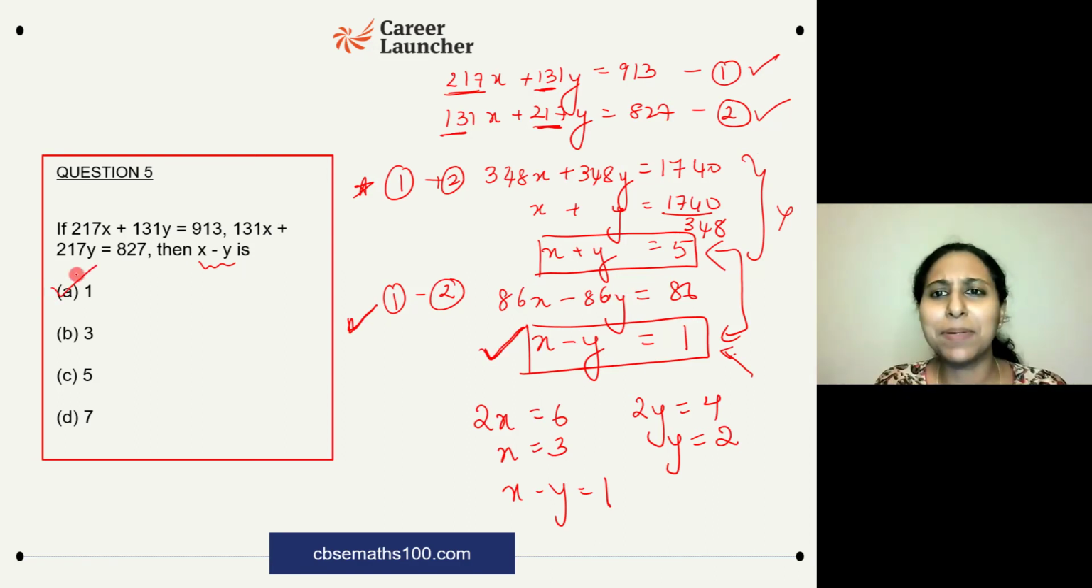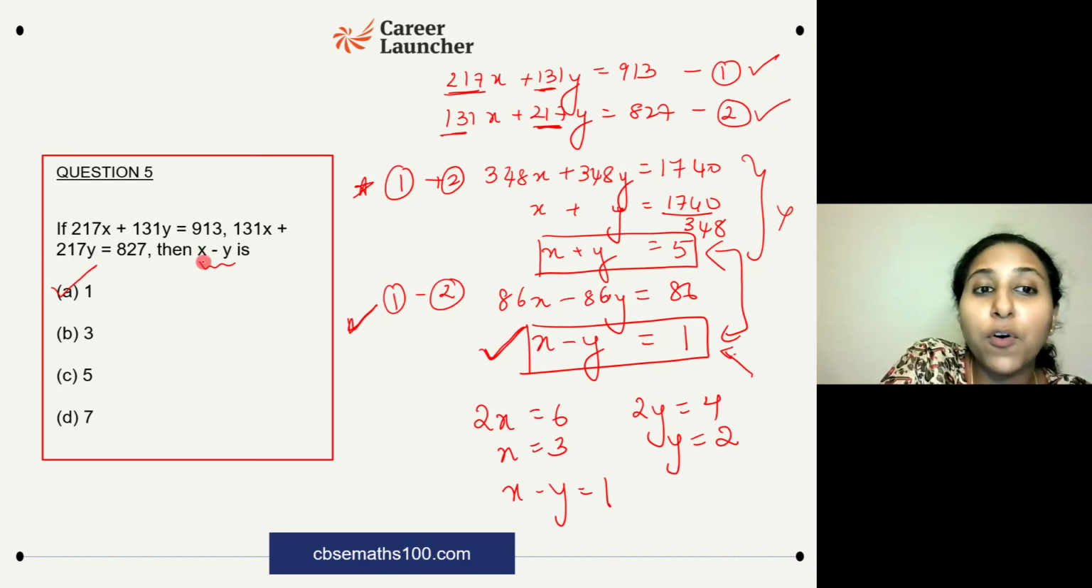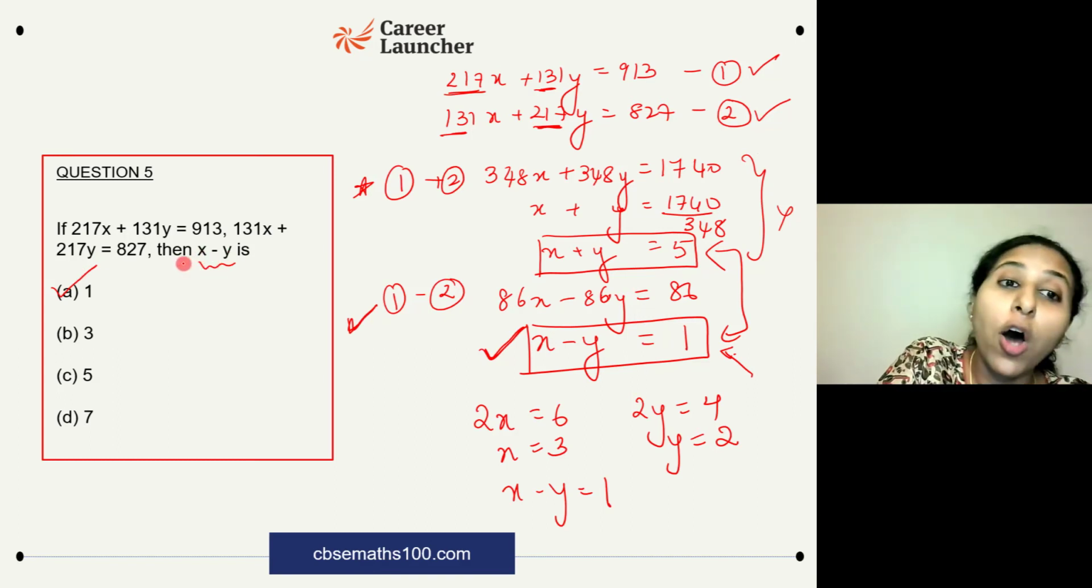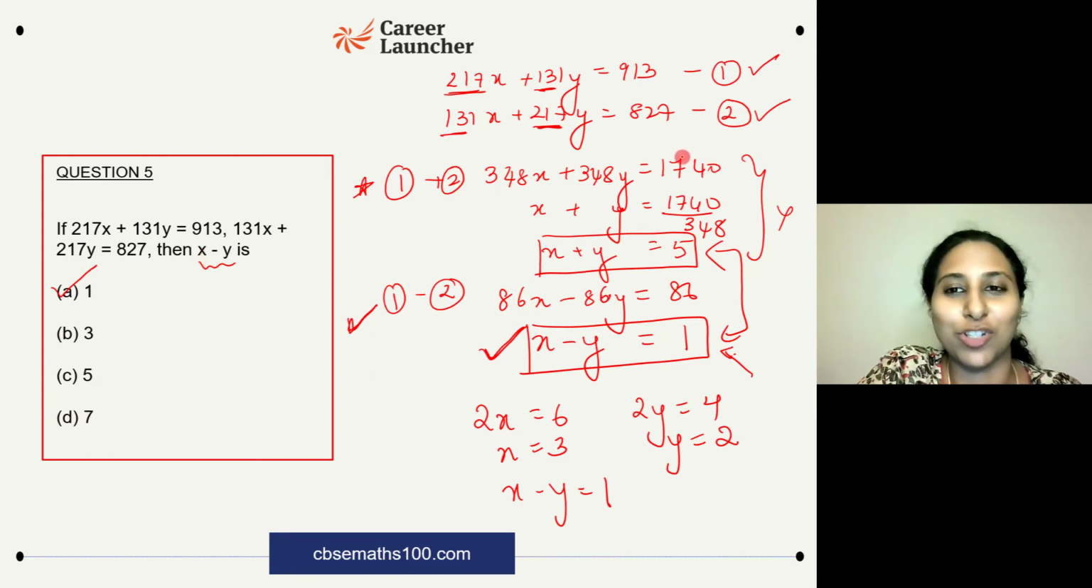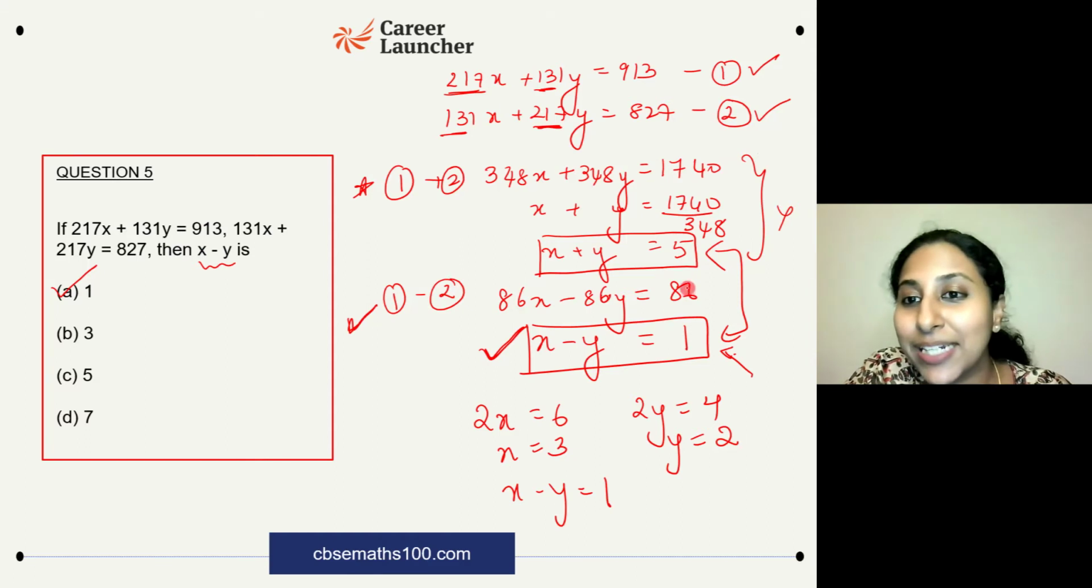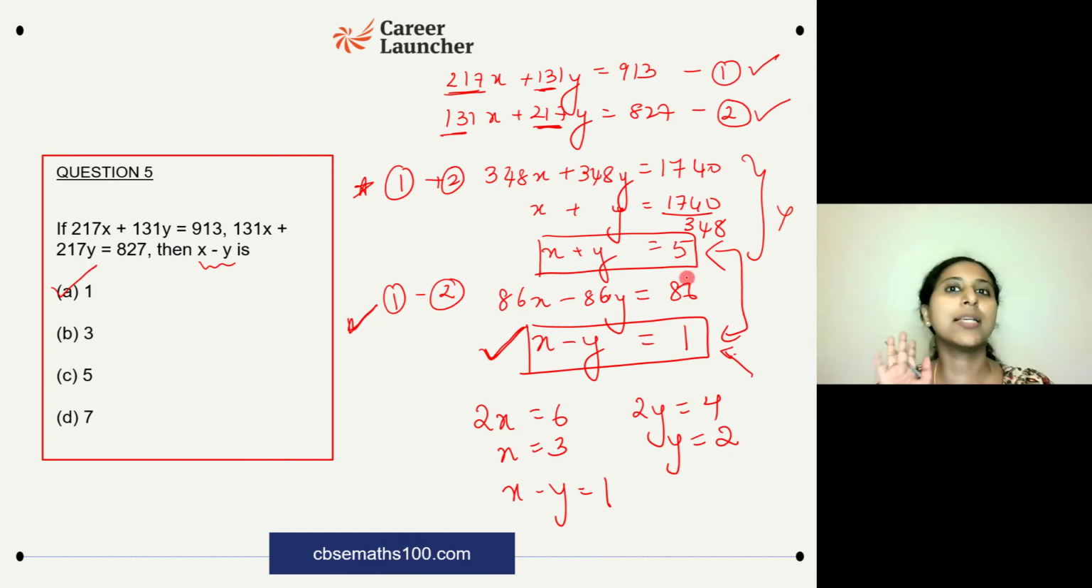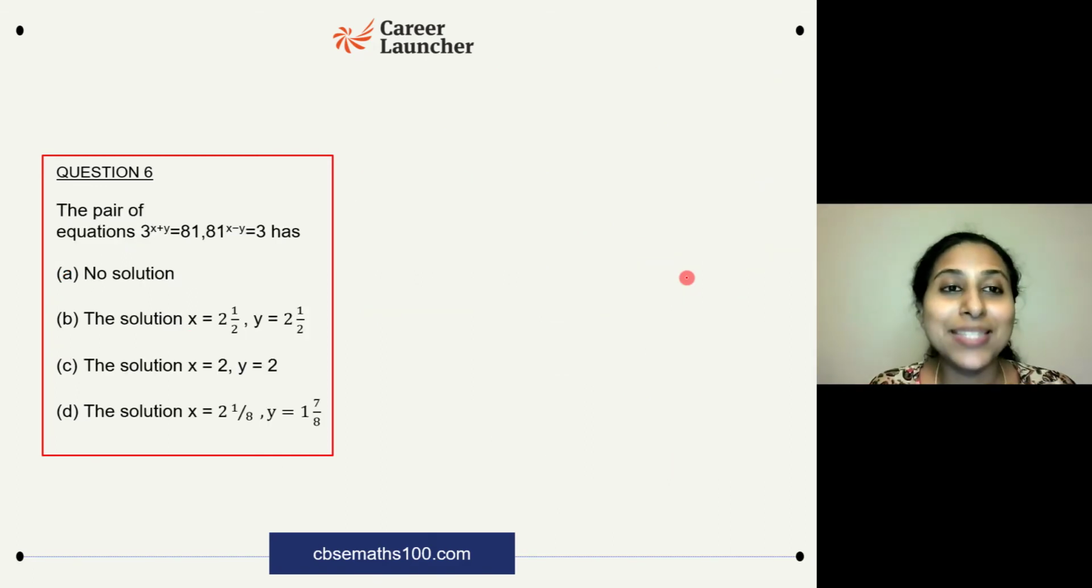So please remember this. All these steps are not necessary if the question asked you for the value of x minus y or for the value of x plus y. x plus y means you would have added both the equations. x minus y, as we did here, we are going to subtract both the equations. So depending on what is asked in the question, choose the steps which you're going to use. All right. Let's see the next question.